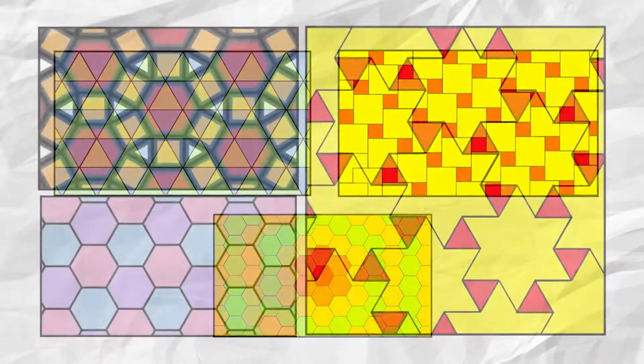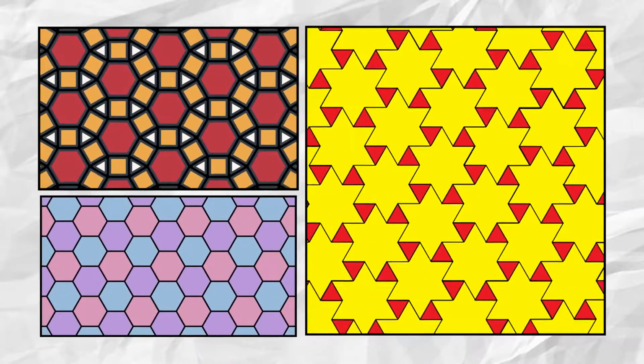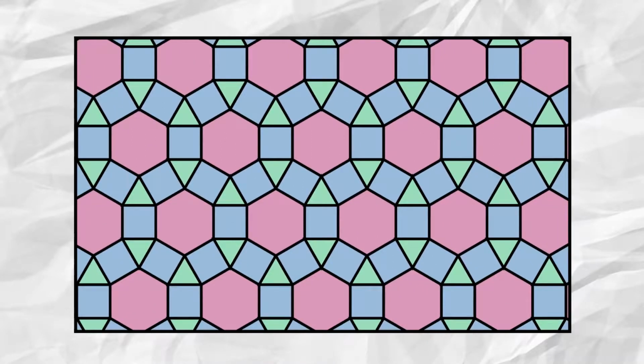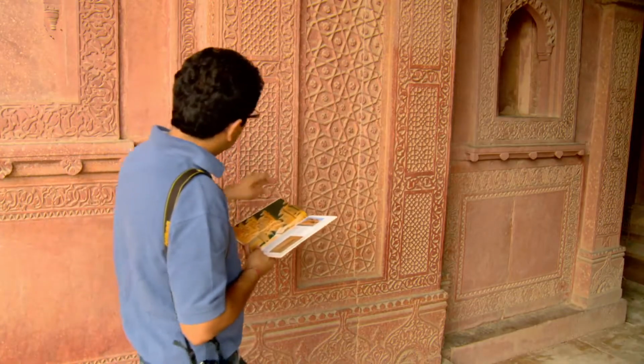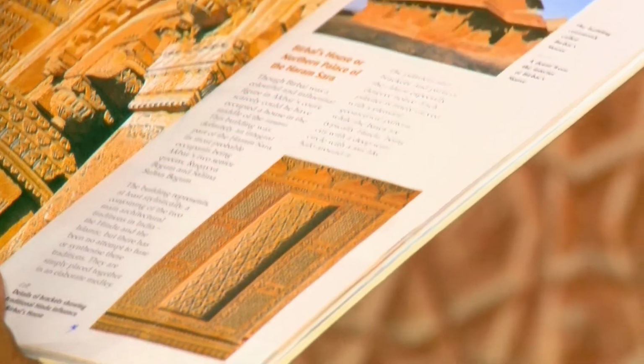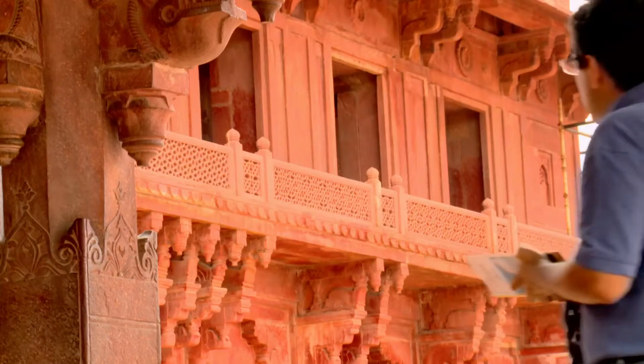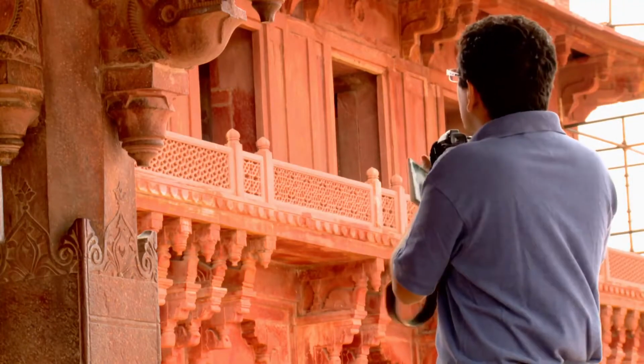You can also create a tiling by combining different shapes, like a triangle and a square, or a triangle and a square and a hexagon. This kind of mathematical patterning was very common in Islamic structures since they didn't portray realistic animal or human figures.